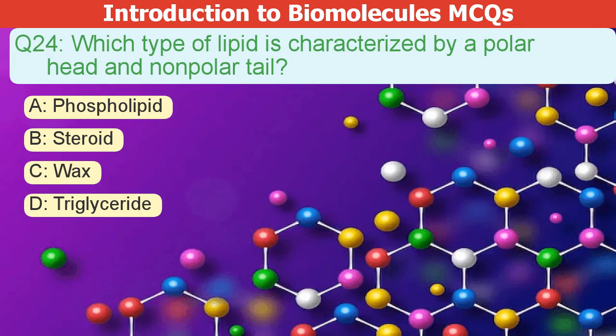Which type of lipid is characterized by a polar head and a nonpolar tail? A. Phospholipid. B. Steroid. C. Wax. D. Triglyceride.